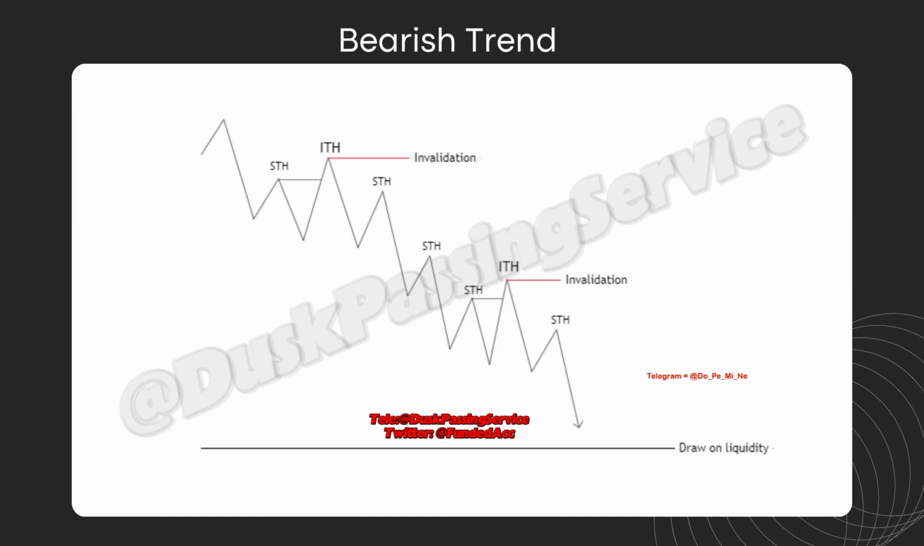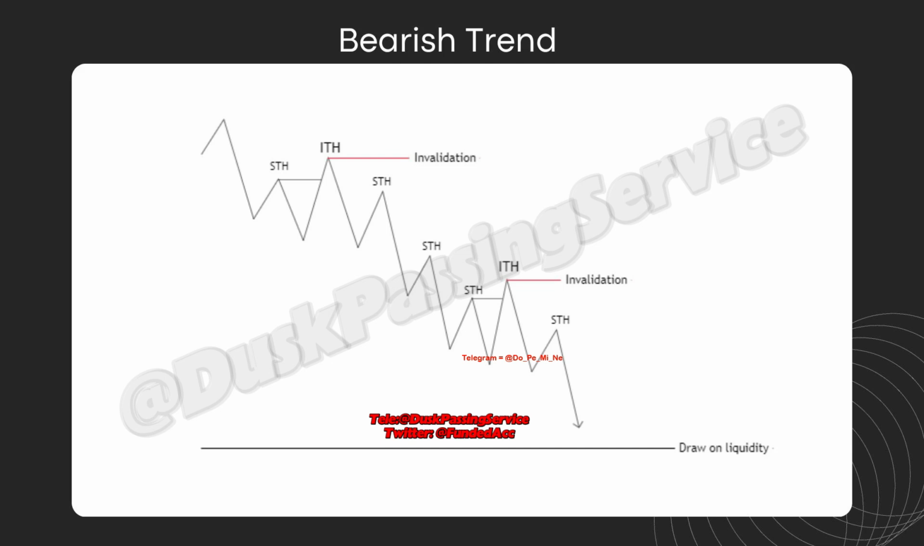So right here again you can see that price is consistently breaking below lows and rejecting above highs and is moving towards the higher time frame objective or drawn liquidity. We know that each of these highs and lows are basically classified as short term highs and lows without any confusions or doubts whatsoever, right?